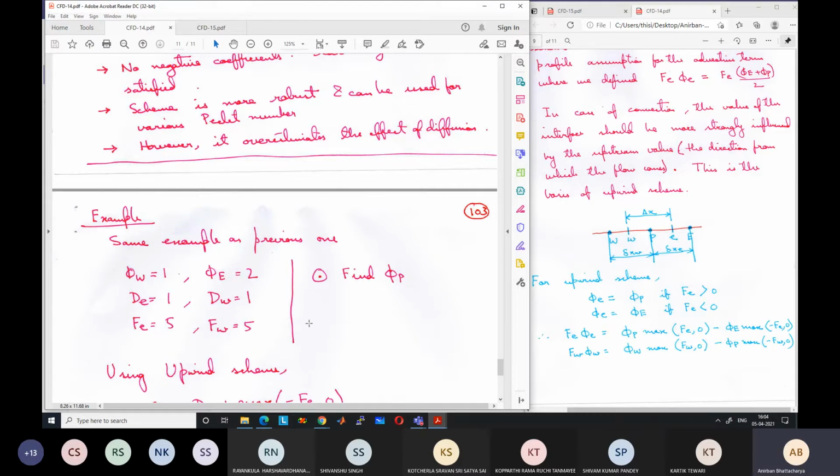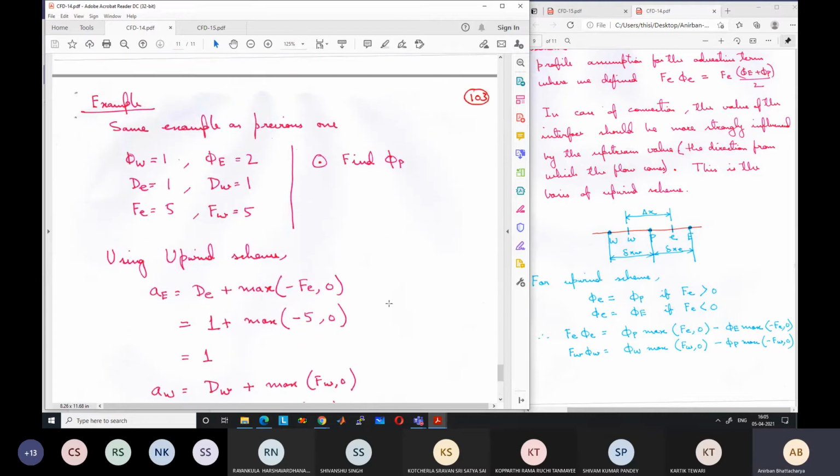Also, Fe is given as 5 and Fe has to be equal to Fw, so Fe is equal to Fw is equal to 5. What is Fe? Again, if you know the velocity, Fe is known because it is equal to rho u at the east interface and Fw is equal to rho u at the west interface. How will you know the rho value at east and west interface? By interpolation based on the grid point values. You can just do linear interpolation.